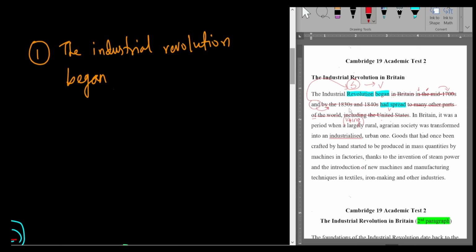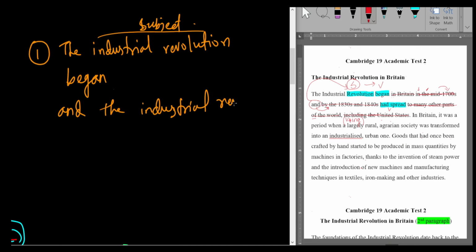This was the main idea of our first sentence. And there is another idea that is connected with "and", which is, again, the subject after "and" will be what? This one, the industrial revolution. This was the subject. So again, the industrial revolution, and what was the verb after "and"? Had spread, right? So this is our first sentence and the main ideas of the first sentence.